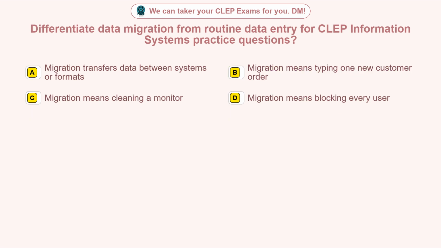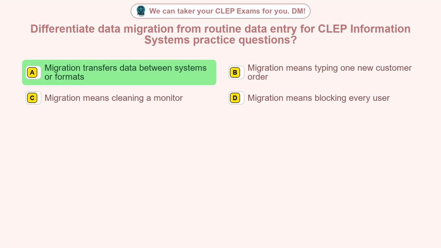Question 88. Differentiate data migration from routine data entry for CLEP Information Systems practice questions. Option A. Migration transfers data between systems or formats. Option B. Migration means typing one new customer order. Option C. Migration means cleaning a monitor. Option D. Migration means blocking every user.